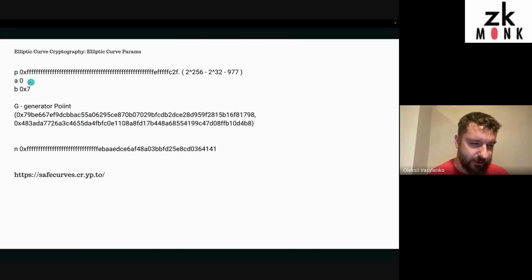Also, we have parameters in the formula, A and B. A was 0, B is 7, if you remember. Next thing is the generator point. The generator point is constant. Everyone knows the generator point, because that's why everyone makes the same calculations, and that's why we can, for instance, verify signatures, etc., because the generator points are constant. You are free to choose any other generator point if you want to do some custom solution.